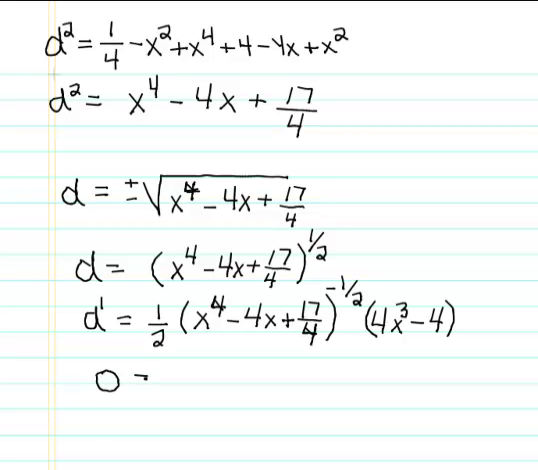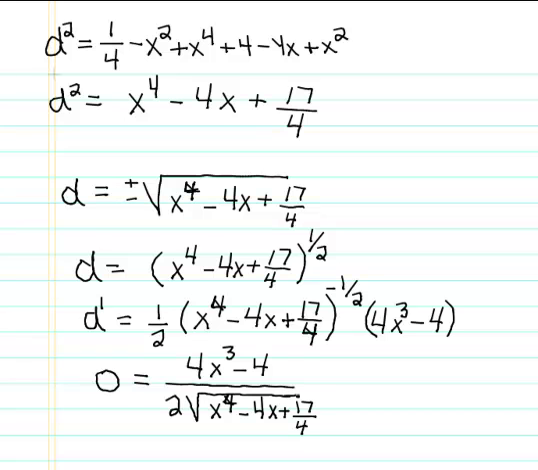So 0 equals, since this is all to the negative 1/2 power, this is all going to go into the denominator with a 2, and the 4x cubed minus 4 is going to stay in the numerator. And on the denominator, we're going to have 2 times, really, the square root of x to the fourth, again, fourth minus 4x plus 17 over 4. Zoom that a little bit.